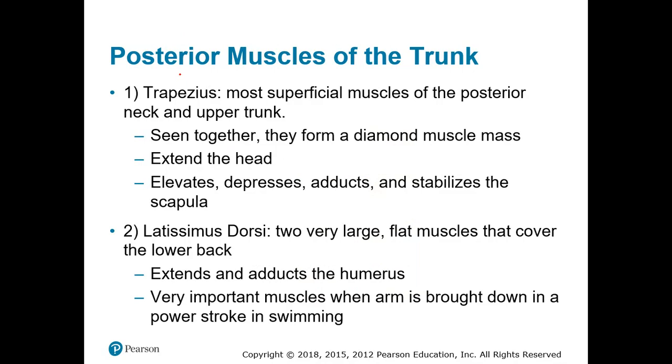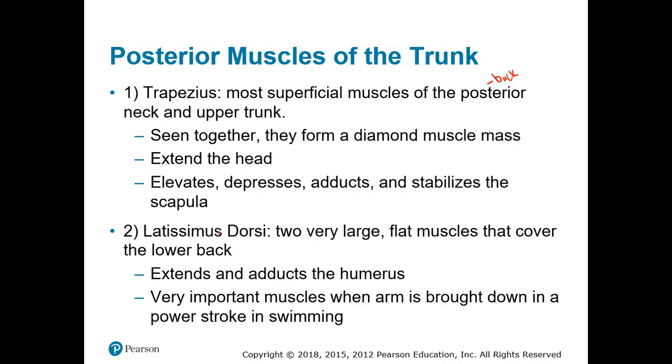Next, we're going to focus on posterior muscles of our trunk. The two on this slide are your trapezius and latissimus dorsi. Your trapezius is your most superficial muscle on the posterior neck and upper trunk, and remember, posterior means back. These are seen together, they form a diamond, and so that's usually what gives them up. They extend the head, or in other words, they help lift up your head. They help elevate, depress, adduct, and stabilize your scapula. So they're very important for your scapula in order to maintain certain postures.